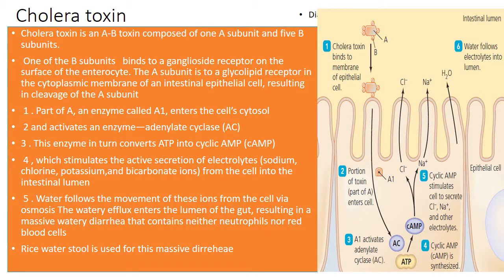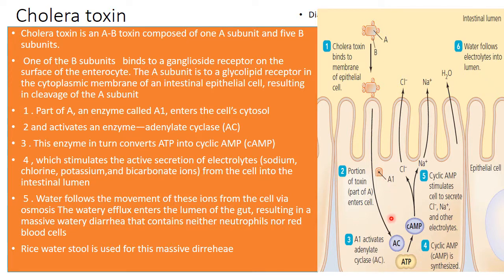Now, if we talk about the cholera toxin, it has A and B subunits. The B part has 5 units. The B subunit binds to the ganglioside receptor on the surface of the enterocyte. The A subunit then enters the cytoplasm membrane of intestinal cells, resulting in the cleavage of the A subunit. Part of A, an enzyme called A1, enters the cell cytosol.